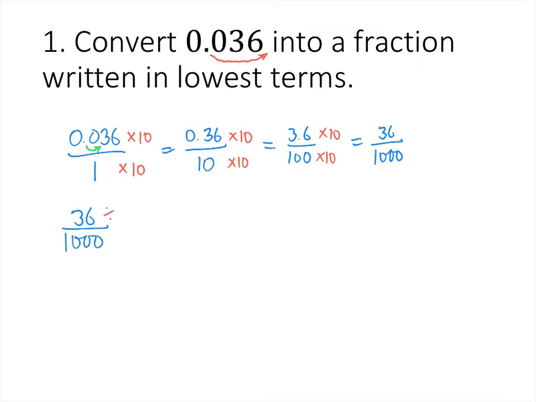So we can start reducing this fraction by dividing the top and bottom by the same number. In this case, if we divide top and bottom by 2, 36 divided by 2 is 18, 1,000 divided by 2 is 500. Those numbers are still both even, so we can divide by 2 again. On the top now we have 9, and on the bottom we have 250. But 9 is just 3 times 3, and 250 is not divisible by 3. So 9 and 250 don't have any common factors, and so 9 over 250 is our final answer.